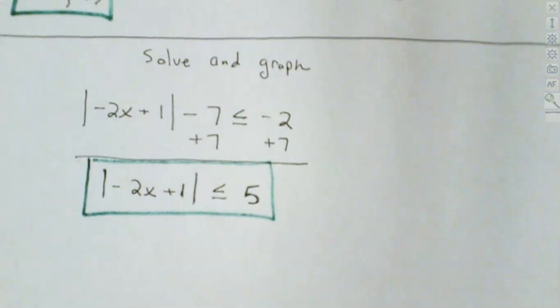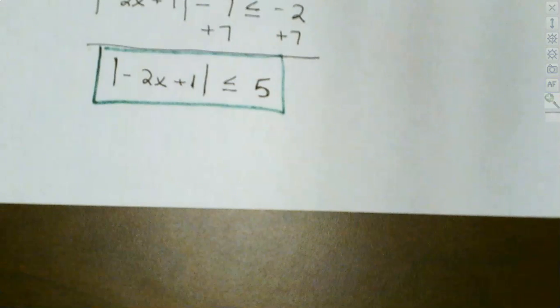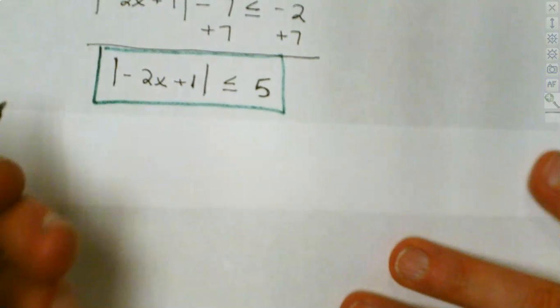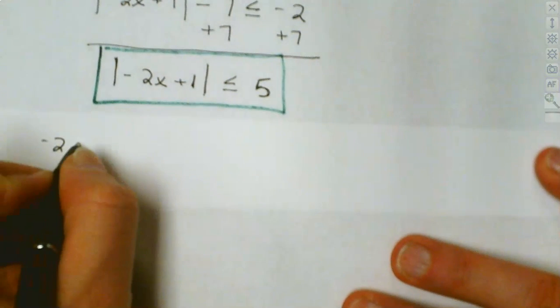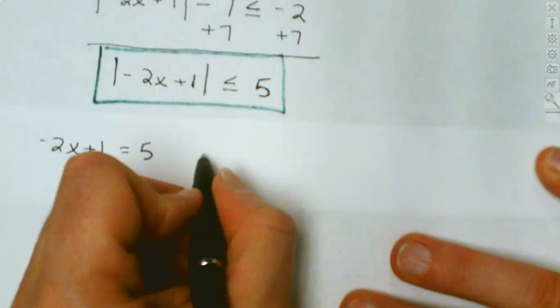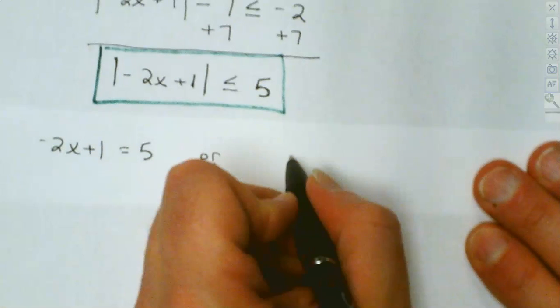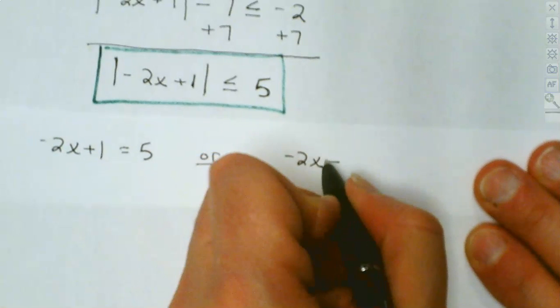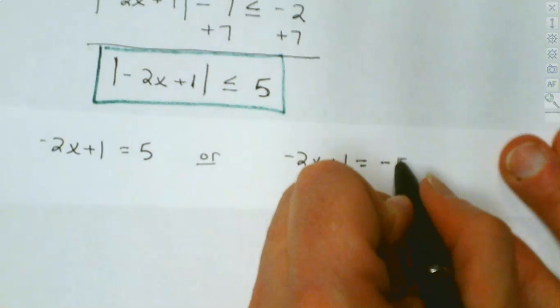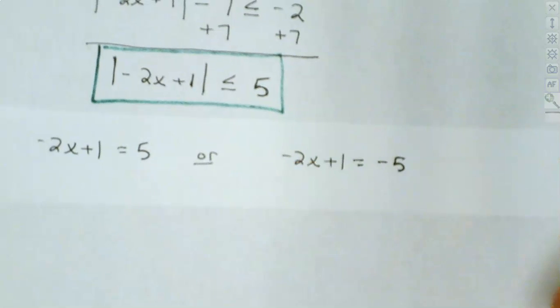Now, just like an equality, we get our 2 equations. And what are my 2 equations going to now be? Well, my 2 equations would be -2x plus 1 equals 5. And we always put an or in between them. And a -2x plus 1, sorry about that, equals a what? -5. So nothing new. The only new part is the graphing.